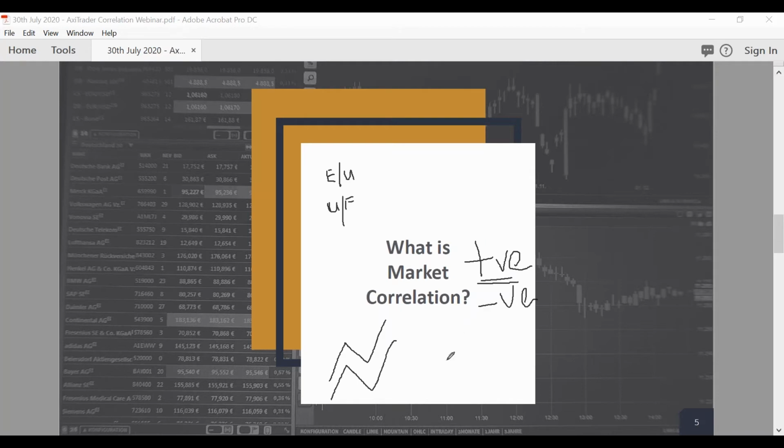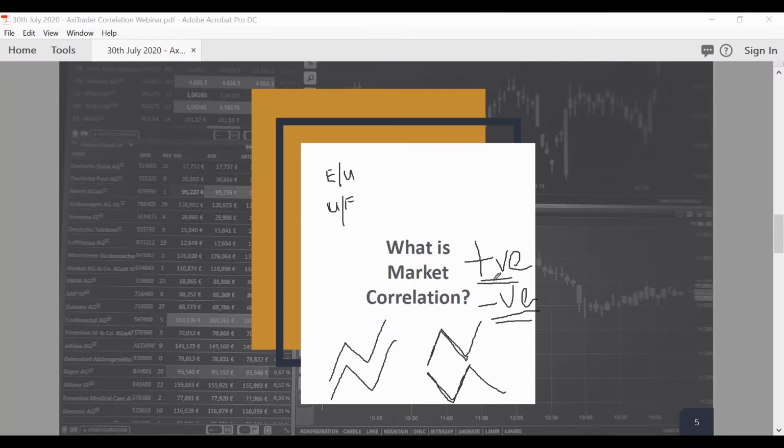Negative market correlation is when one goes up and the other goes down. Instead of going together, they go in opposite directions. You can see this one is starting to go up and this one will go down. The moment this one starts going up, this one starts going down. Which one is better? They're both the same.